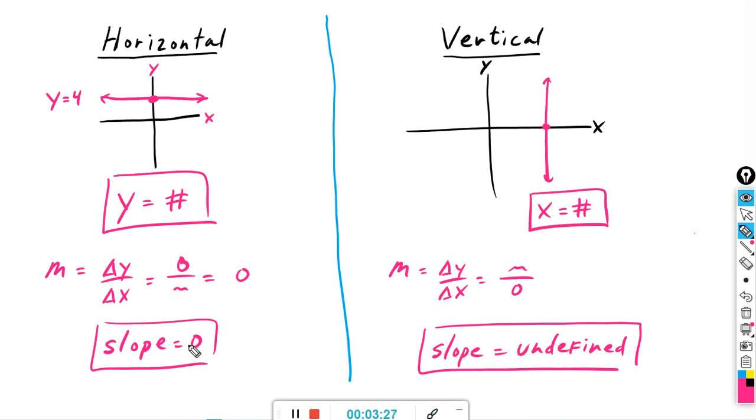In case you forget which is which for the slope, just remember, if the equation is x equals some number, the change in x is 0, and you can't divide by 0, so that's undefined. And same with the horizontal: it's going to be y equals some number, the change in y is just 0, so 0 over something is 0. That's how you remember these two. You might want to jot that down for this assignment.